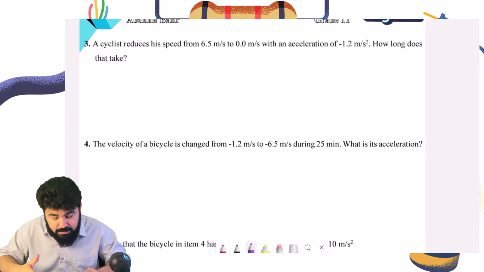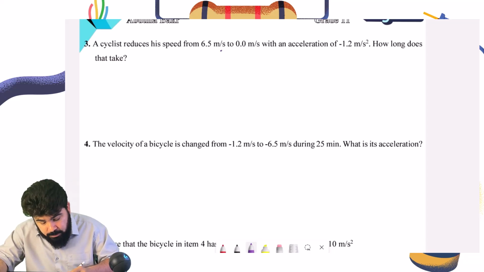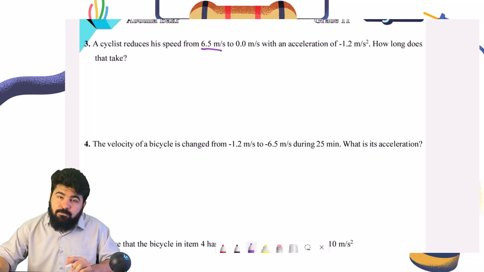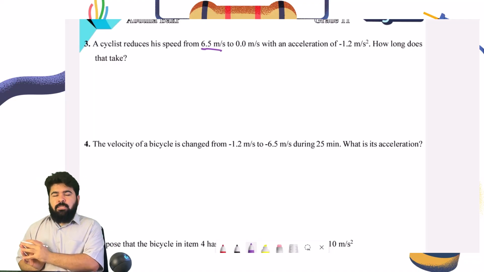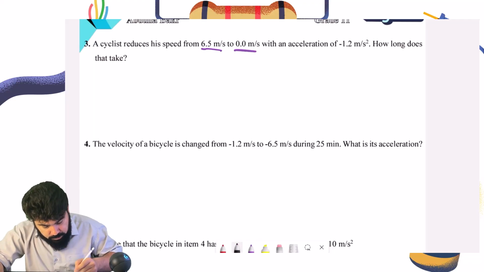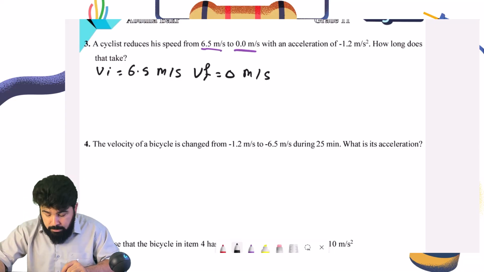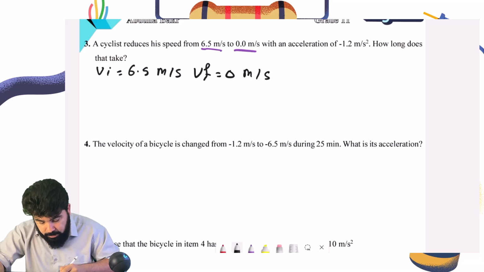It says a cyclist reduces his speed. Careful, it says reduces his speed from 2. The first one becomes v initial, the second one becomes v final. Okay, so v initial is equal to 6.5 meters per second. V final is equal to 0 meters per second, with an acceleration of negative 1.2 meters per second squared. Okay, so we have what? Acceleration, which is equal to negative 1.2 meters per second squared.